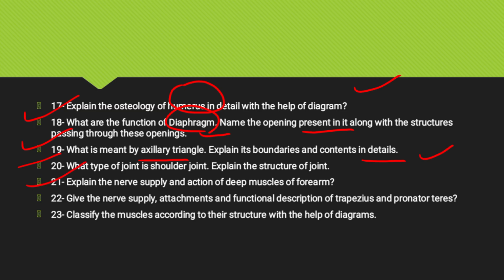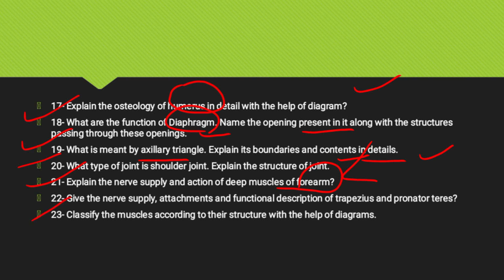Question number 20 is: what type of joint is the shoulder joint? It is the ball and socket joint of synovial variety. Explain the structure of the joint. Question number 21 is: explain the nerve supply and action of deep muscles of the forearm. There are two categories of muscles in the forearm, superficial and deep.